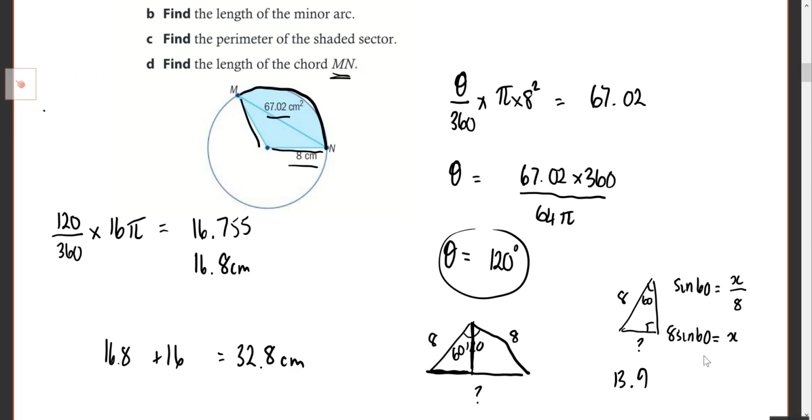Sorry, this works out being 6.9. So then I have to double that to find the chord length. So that times 2 gives me the 13.9. Okay, makes sense? I think that was the one not many people got at that stage.